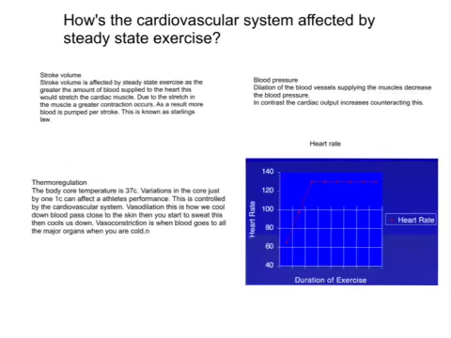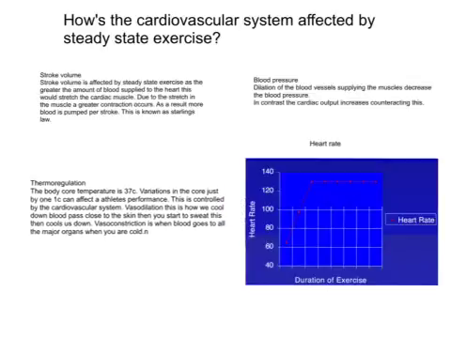How is the cardiovascular system affected by steady-state exercise? Stroke volume is affected by steady-state exercise as a greater amount of blood is supplied to the heart. This will stretch the cardiac muscle. Due to the stretch in the muscle, a greater contraction occurs. As a result, more blood is pumped per stroke. This is known as Starling's law.